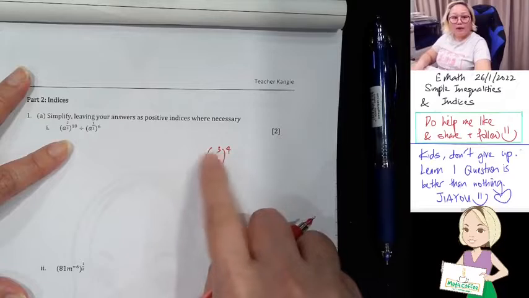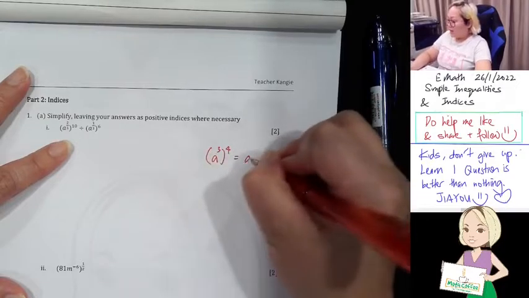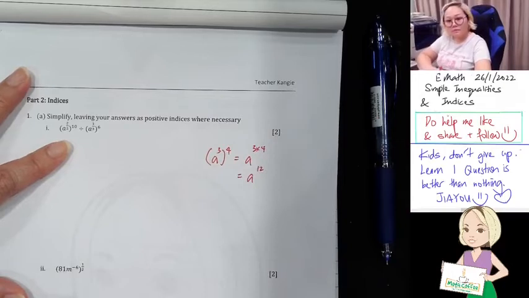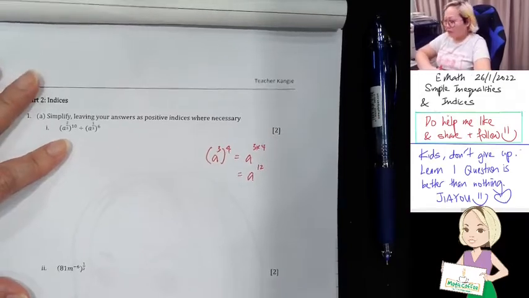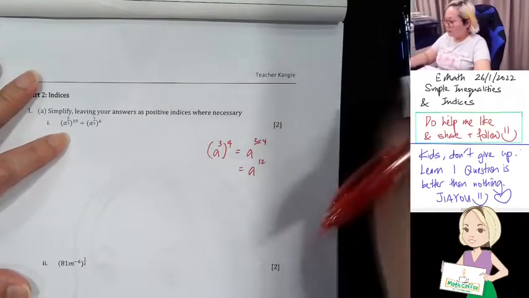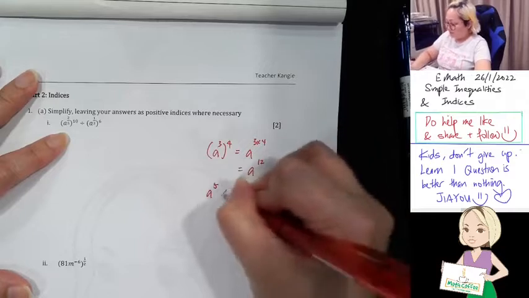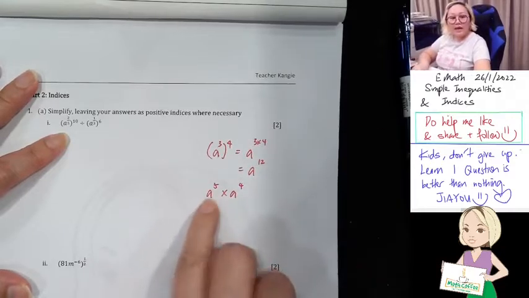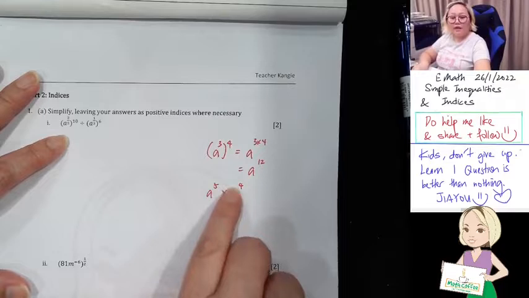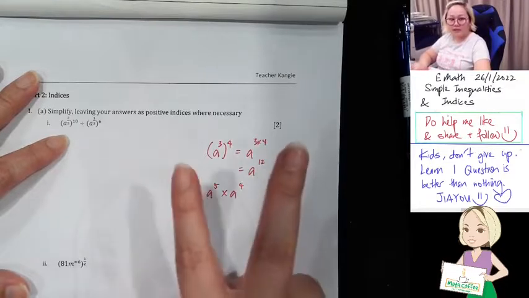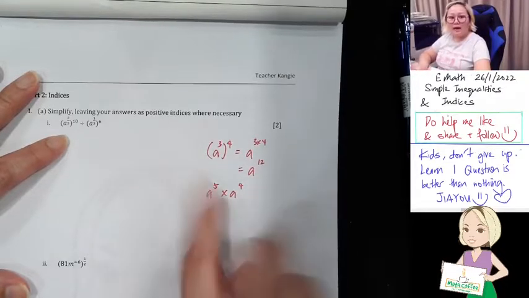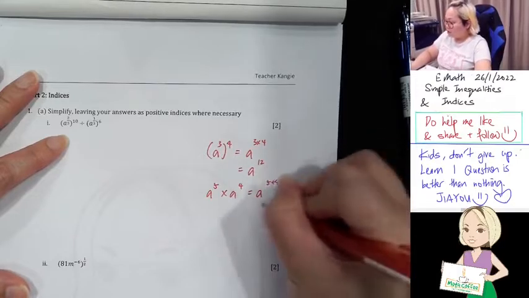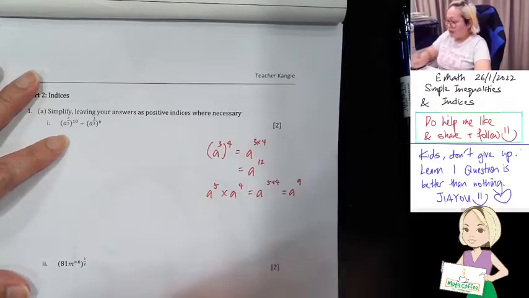That means with a bracket, this is a to the power of 3 times 4. So it's a^12. Next, if I have a^5 times a^4, see, same base. a is called the base. The 5 and the 4, they are called the power, or they are called the index. Same base, multiply, you add the power. So it's a^(5+4). So it's a to the power of 9.